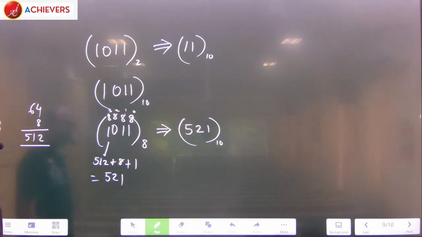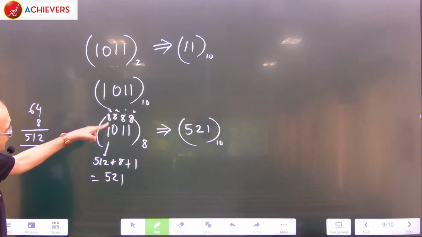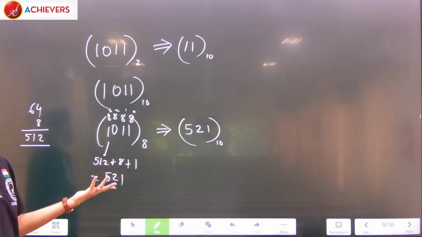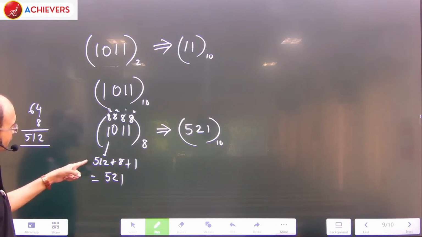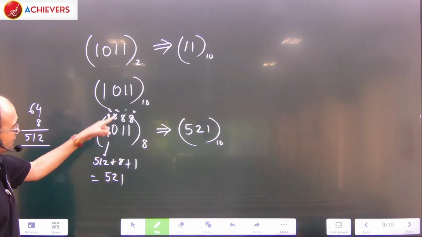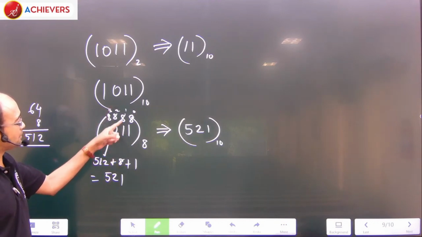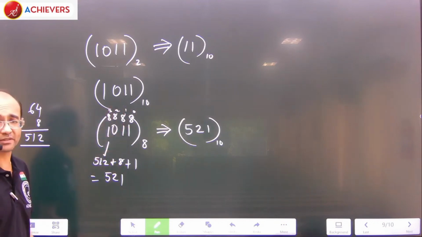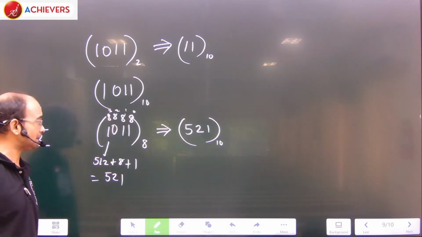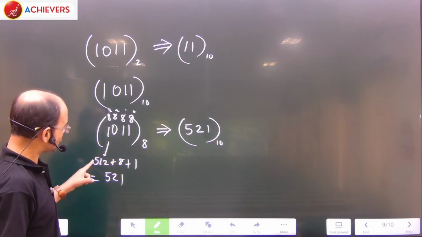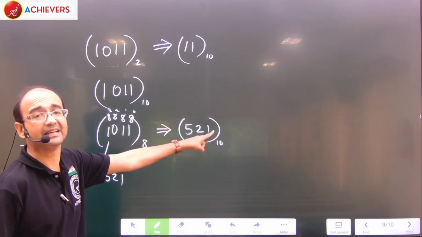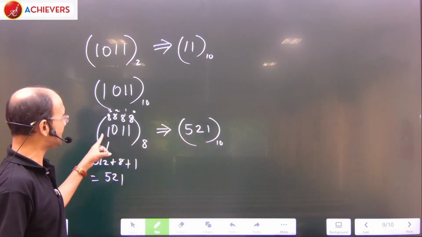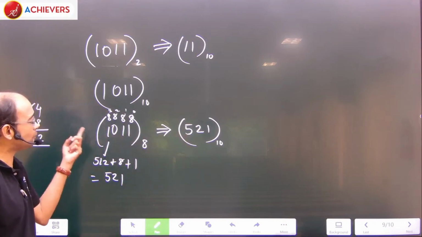Is it clear? Because 0 into 8 to the power 2 will be 0, 0 into anything is 0. 8 to the power 3 is 512. 1 into 8 to the power 1 is 8. 1 into 8 to the power 0 will be 1, anything to the power 0 is 1. So 1 into 1 is 1 and 1 into 8 is 8. So 512 plus 8 plus 1 is 521. So 521 is the equivalent decimal number, that is, the equivalent decimal of octal 1011.